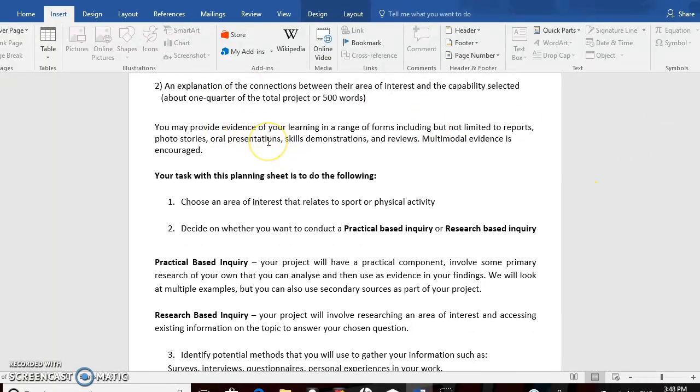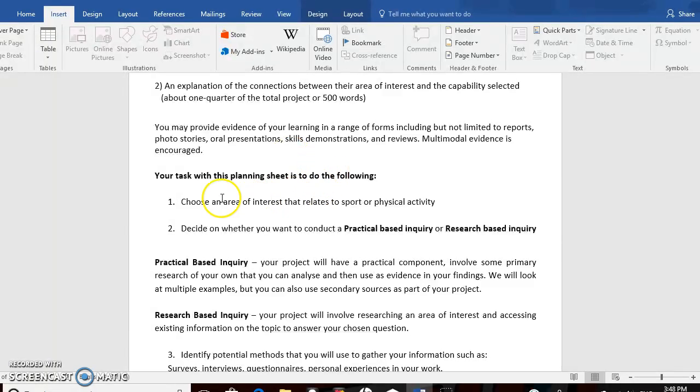Okay, so you can provide evidence of your learning in a range of forms. You can do reports, photo stories, or it can be an oral presentation, skill demonstrations, reviews. So multimodal evidence is encouraged. Generally, most of the students in the class have done a written presentation, because the word limit isn't sort of too high, and you can get to 1,500 words quite quickly. That written presentation doesn't have to be sort of rock solid paragraphs. It can be dot points, there can be graphs in there, diagrams in there, all of those types of things, and that will all contribute to the word count. So it doesn't have to just be 2 or 3 pages of solid writing. It can have photos and things like that in it as well.